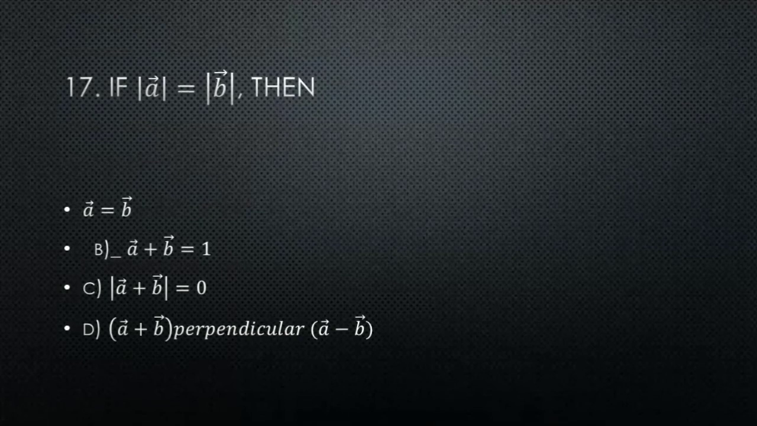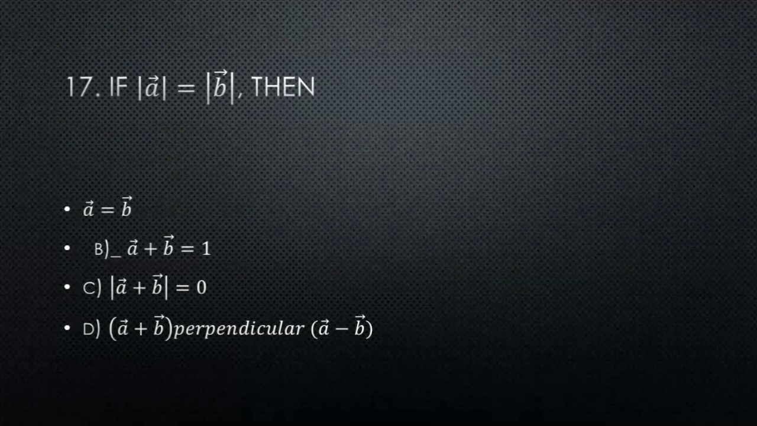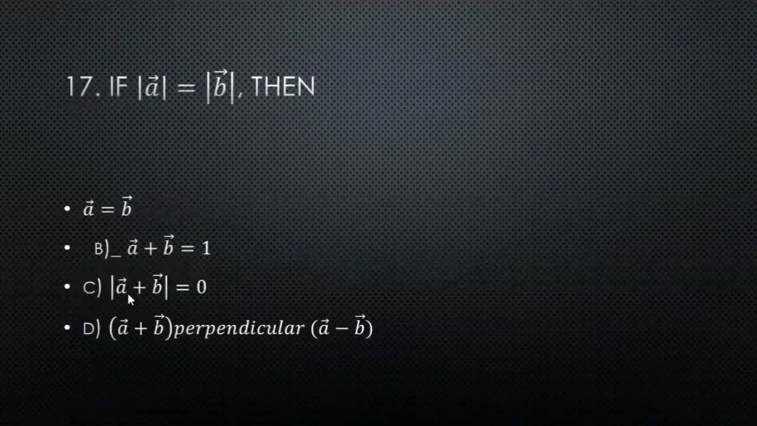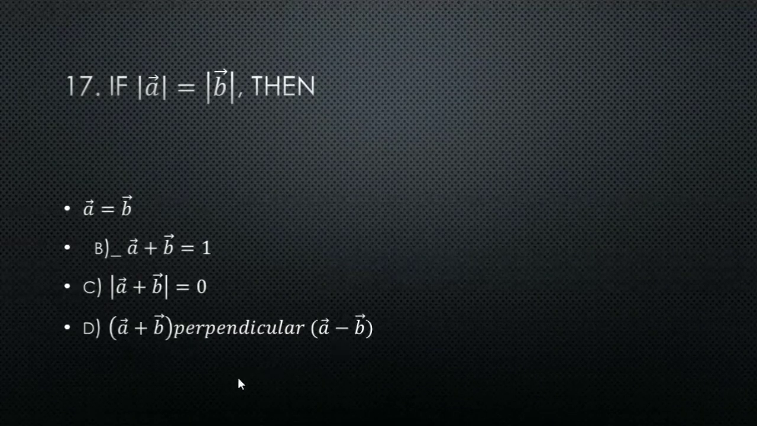A vector is equal to B vector, or magnitude of A vector plus B vector will be equal to 0, or A vector plus B vector is perpendicular to A vector minus B vector. Either this should be equal to 0, or you can check with this condition: A vector plus B vector dot A vector minus B vector.